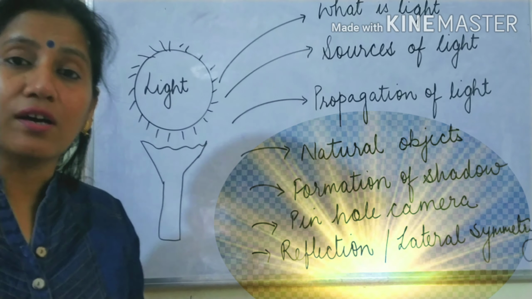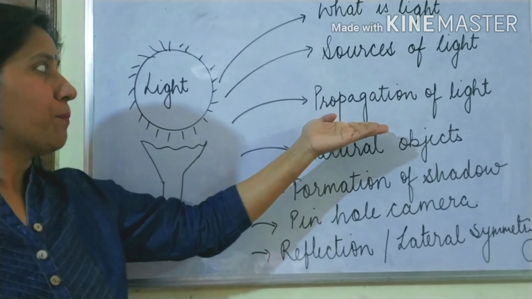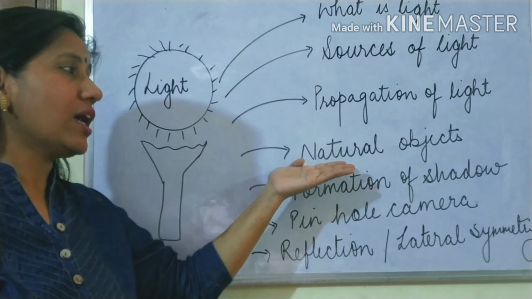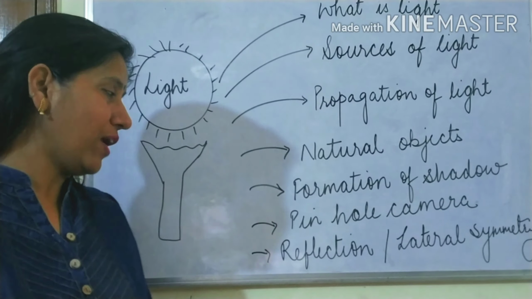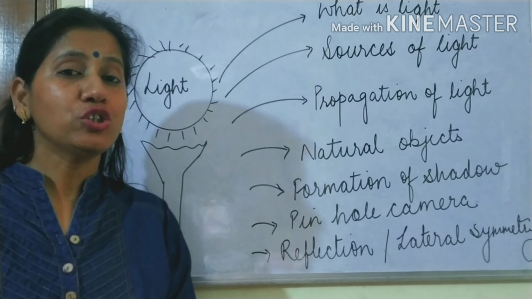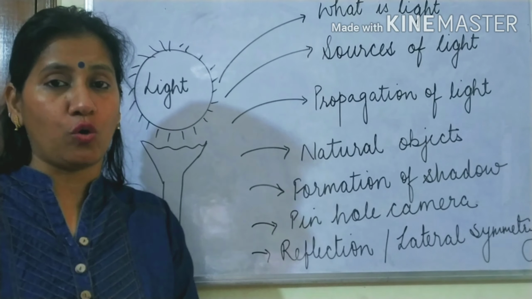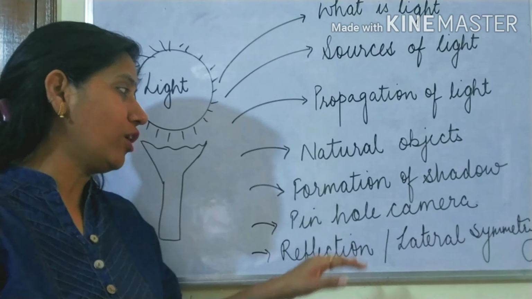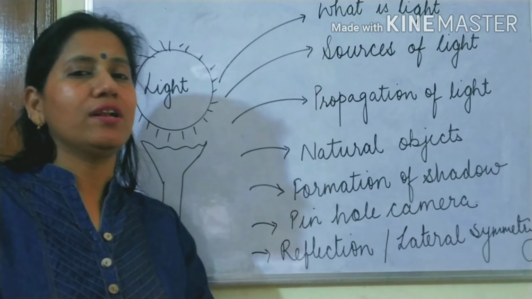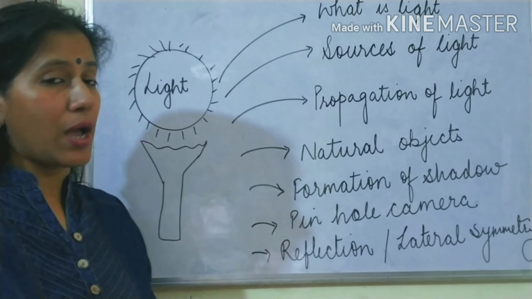So what are the things that we learn in this chapter? They are: what is light? Sources of light. Propagation of light. Propagation means how light moves. Next, what are the natural objects that emit light? And plus some artificial objects also we'll see. Next, formation of shadow, how shadow is formed. Next is what is a pinhole camera and how to make it. I will make one extra video on how to make a pinhole camera. And the last one is reflection or lateral symmetry. So these are the topics that are in the chapter Light.